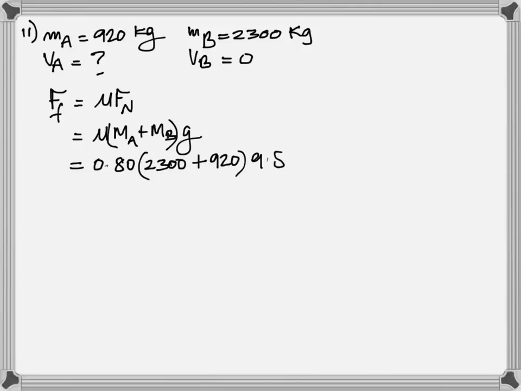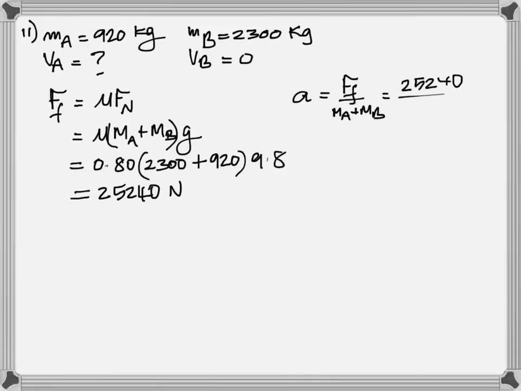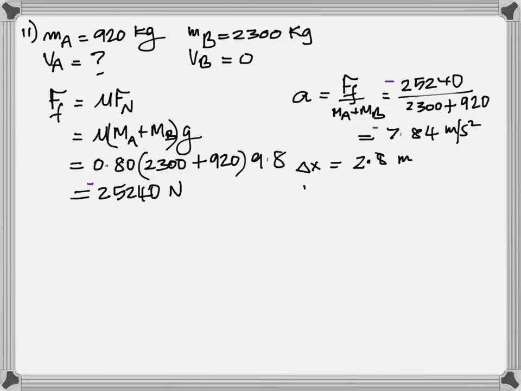Plug in the numbers to get friction as 25240 newtons. So since this is the only force acting, we can find the acceleration. In fact, it's a deceleration, as force divided by total mass, which comes out to be 7.84 meters per second squared. We put a negative to that because the force is also negative. Now delta x is 2.8 meters.